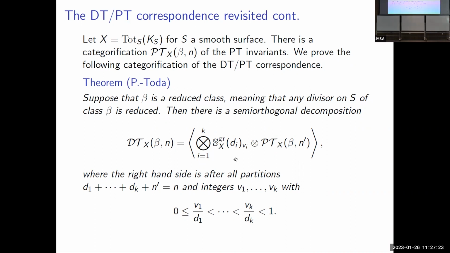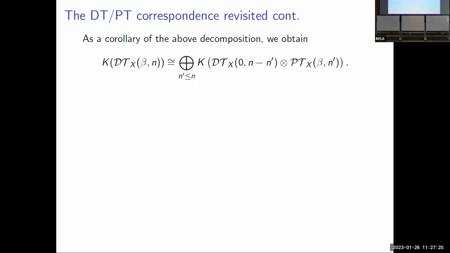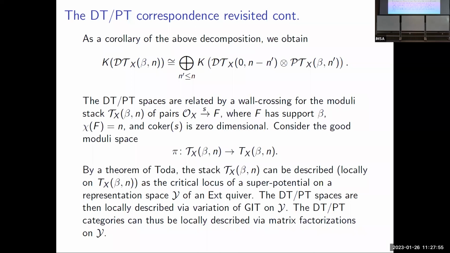So now, if you take K-theory and combine it with the first theorem that I mentioned in this talk, but for a local surface, you get a K-theoretic version, in this particular case, of the DT-PT correspondence. So the K-theory of DT categories decomposes as a sum of K-theory of products of DT categories of points and PT categories. We cannot use the Künneth formula here, so you cannot simplify it further. So yeah, maybe the last minute.